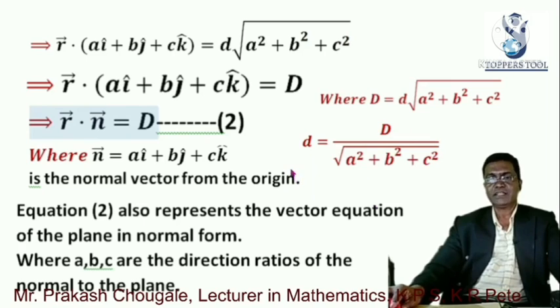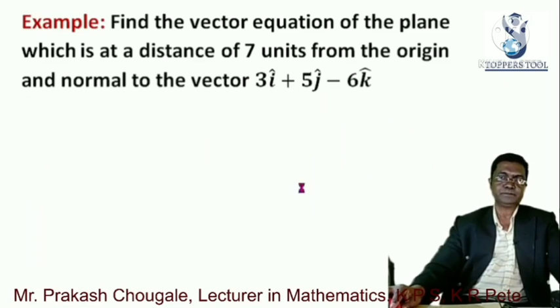So let's understand with the help of examples. Here is the first example. Find the vector equation of the plane which is at a distance 7 units from the origin and normal to the vector 3i cap plus 5j cap minus 6k cap. So d is given and the normal vector is given. You are not given n cap, but you are given vector n. How to identify whether it is n cap or vector n? Just find the magnitude. If its magnitude is 1, it is n cap. If its magnitude is not 1, it is a normal vector.